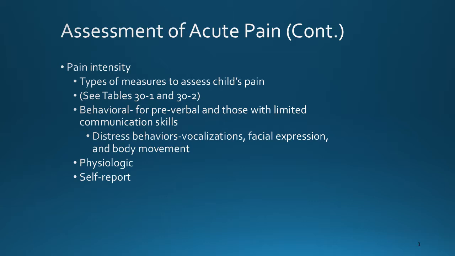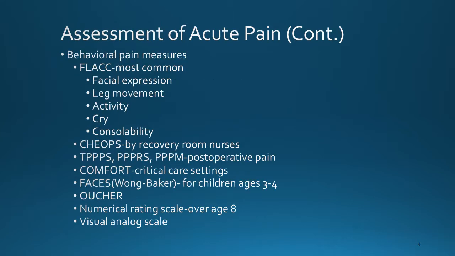Behavioral scales are used for the preverbal period and for those with limited communication skills. They would measure distress behaviors like vocalizations, facial expressions, and body movement. Physiologic parameters can also be used to evaluate pain, and then self-report for children above the age of 4. The most commonly used behavioral pain measure is the FLACC. It measures facial expression, leg movement, activity, cry, consolability.